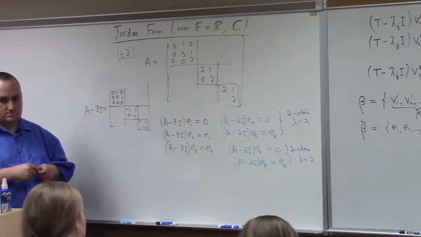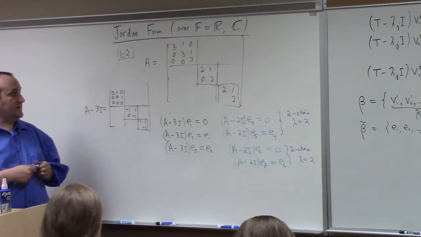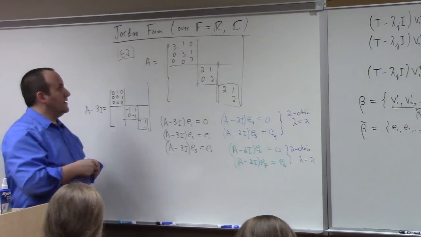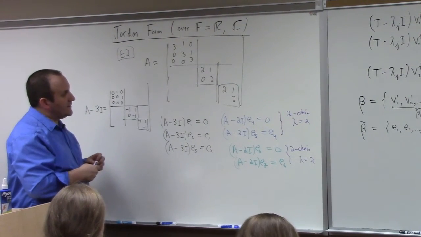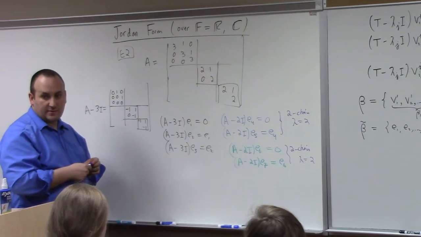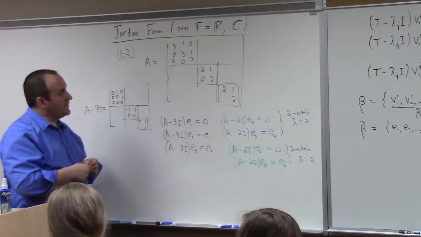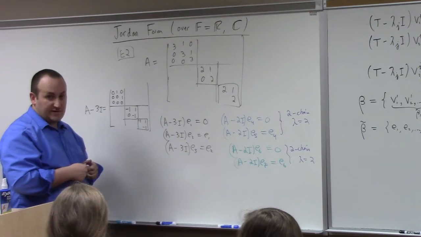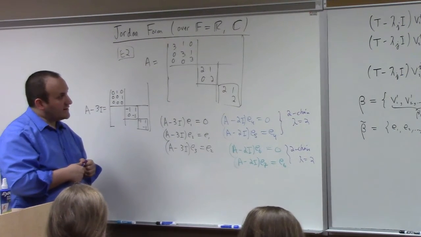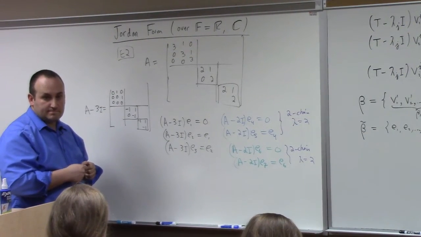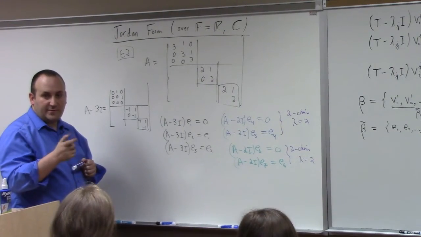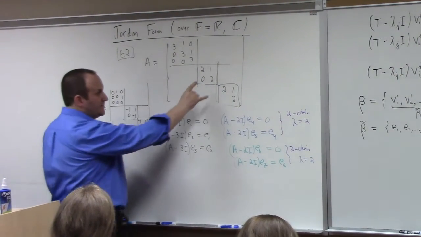What would the characteristic polynomial for this be? The characteristic polynomial for this would be x minus 3 cubed times x minus 2 to the fourth. The minimal polynomial here would be x minus 3 squared times x minus 2 squared, because I only need one copy of x minus 2 squared to knock out both of these blocks.